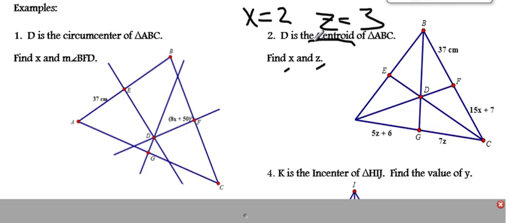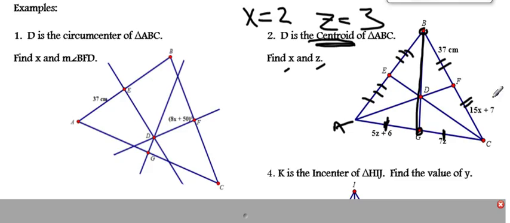All right, D is the centroid. That means the point of concurrency of three medians. That means that this BG here bisects, I think that was supposed to be an A, bisects AC at G. So we're going to mark AG congruent to GC. We're going to mark BF congruent to FC. And we're going to mark BE congruent to EA.